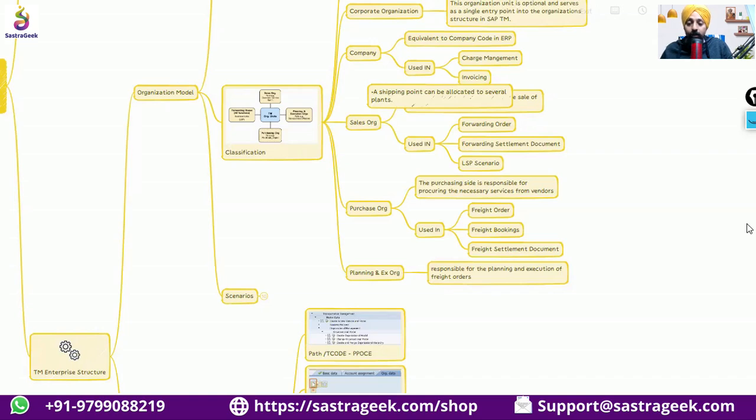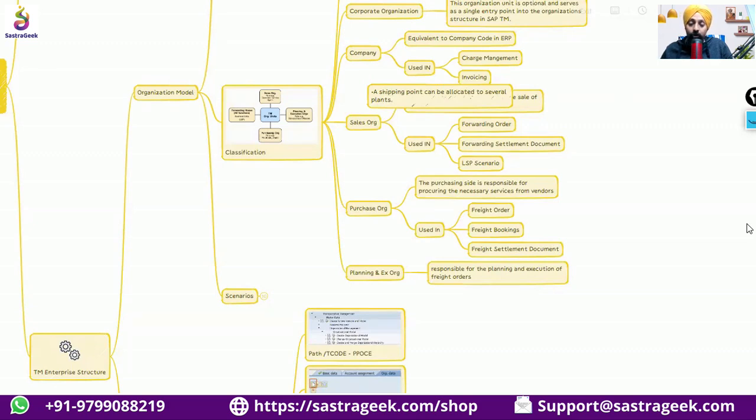Saurabh Jana is asking, while configuring the organization model, BP creation was failing multiple times. What would be the possible reason? One possible reason is that as soon as you save it, we have a standard configuration in the system which tries to create a business partner. I have seen why the system fails.